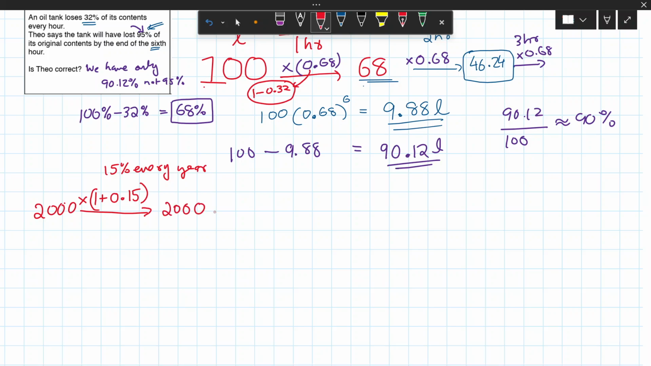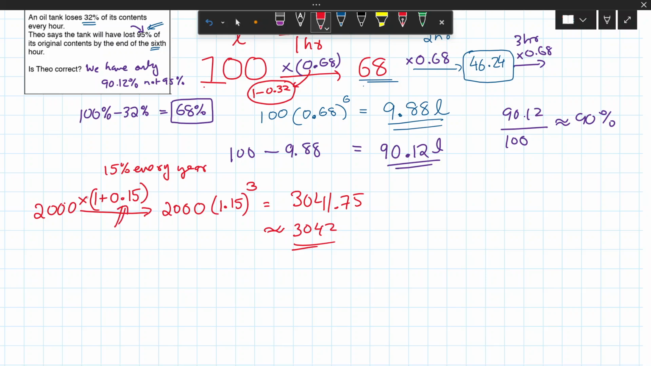So we get 2,000 times 1.15, and that's the end of the first year. If I want to do this for 3 years, all I have to do is raise that to the power of 3, and if I do that, I would get 2,000 times 1.15 to the power of 3, and that would be 3,041.75, but because it is people, you could round. That's approximately 3,042 people.